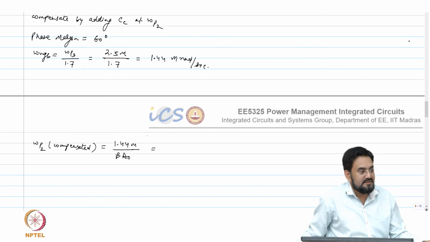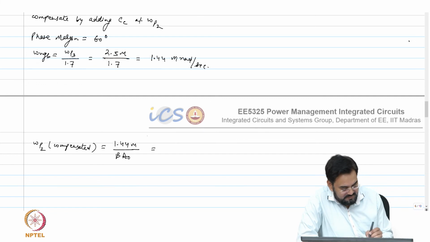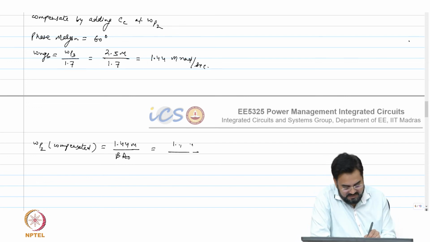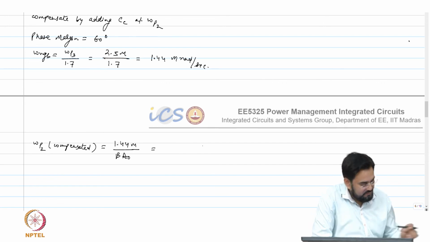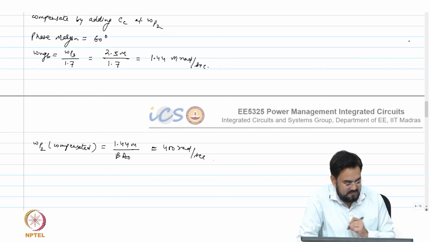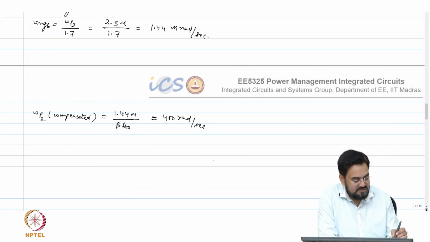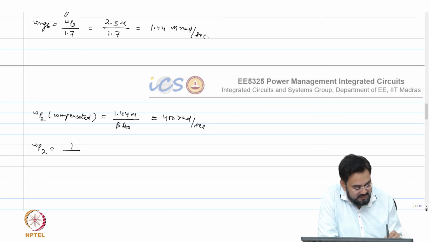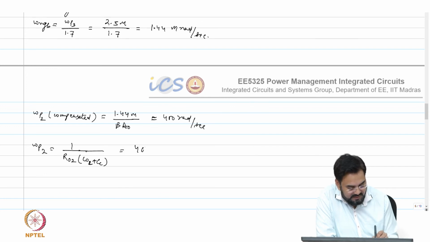And 70 dB is how much? 3500? 3000. Okay, so divided by, how much is that? Let me just write the final number. 400. Okay, omega P2 is known, 1 over again RO2 times CO2 plus CC, which should be 400.